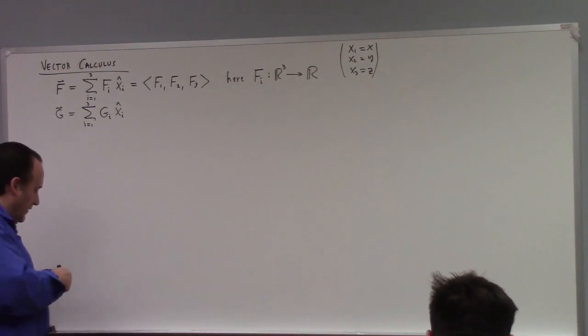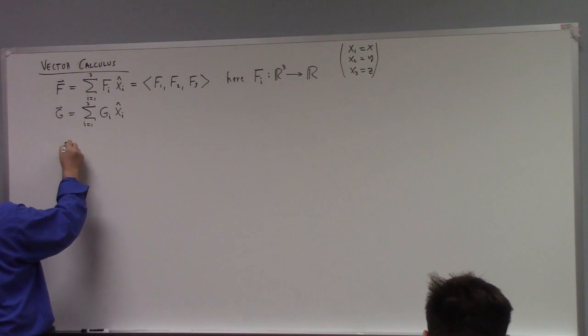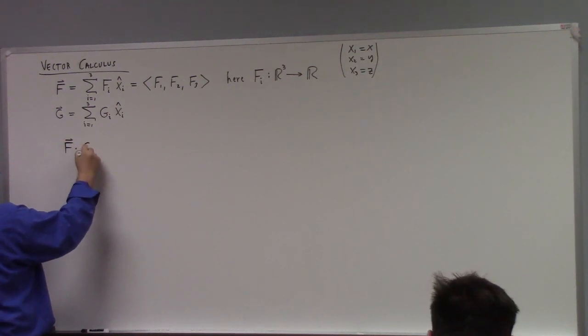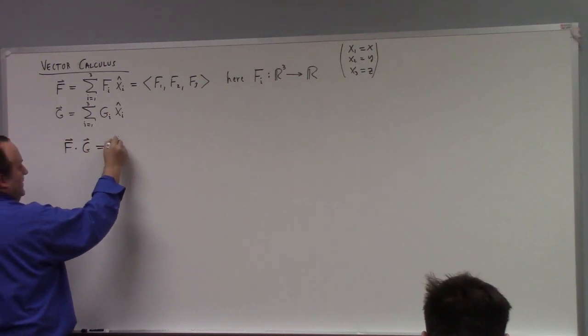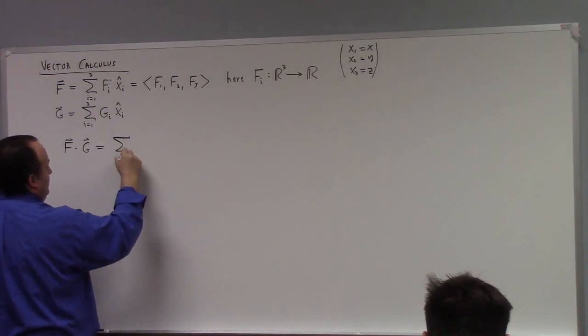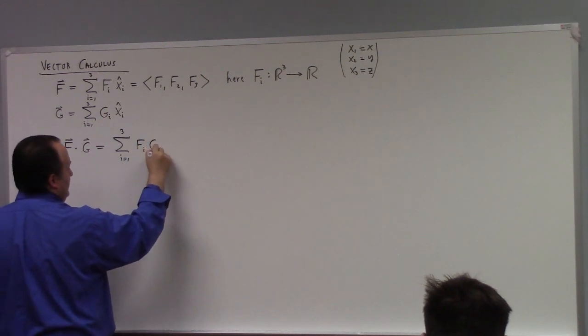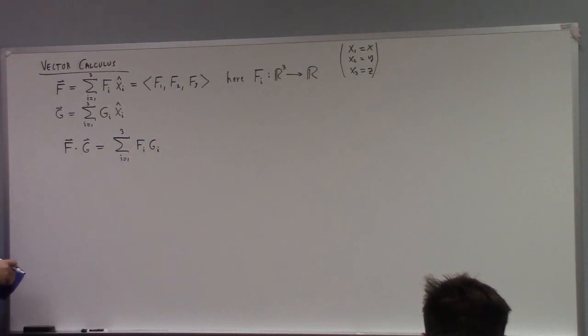But anyway, in this notation, we have some things that are true. First of all, the dot product of two vector fields we can define, and it's simply the sum over i equals 1 to 3 of f sub i g sub i. That's f1 g1 plus f2 g2 plus f3 g3, written compactly. That's the dot product of the two vector fields.